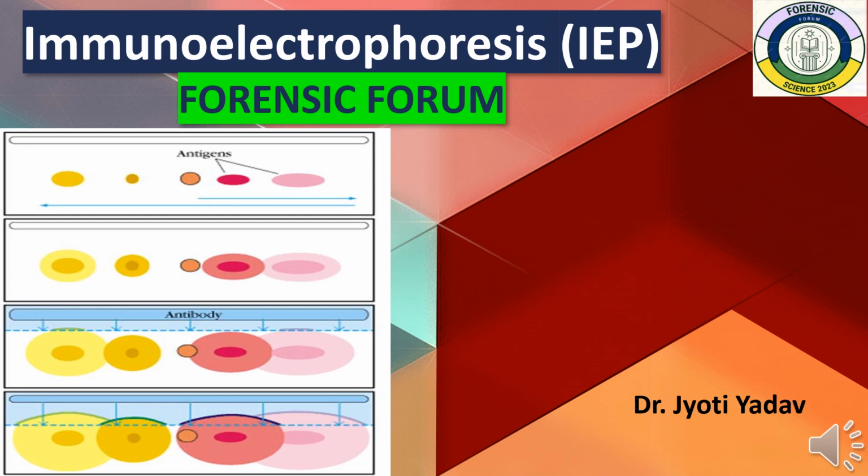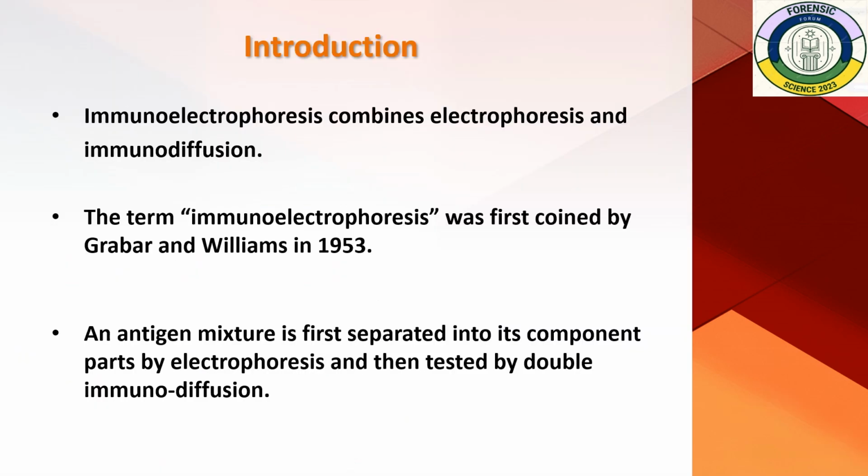In this video, we will talk about immunoelectrophoresis. So let's see the introduction. What is immunoelectrophoresis? It is a combination of electrophoresis and immunodiffusion. This technique follows the precipitation reaction.